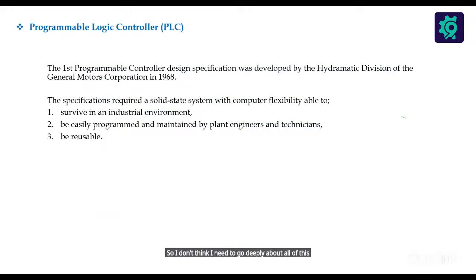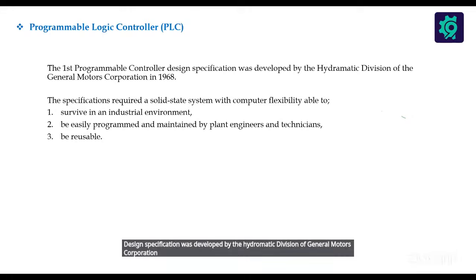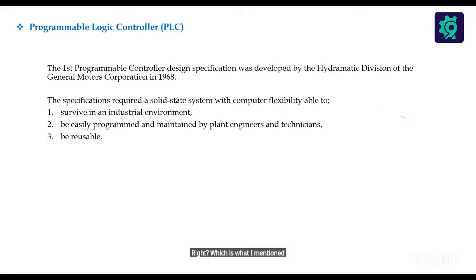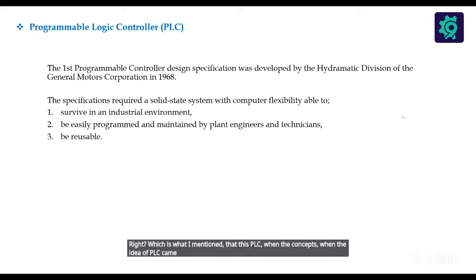So the first programmable controller design specification was developed by the Hydramatic Division of General Motors Corporation in 1968. I've mentioned this earlier before. The specifications require the solid-state system with computer flexibility to be able to do two things, right? Which is what I mentioned, that when the idea of PLC came about, they had specific things that they wanted to achieve.